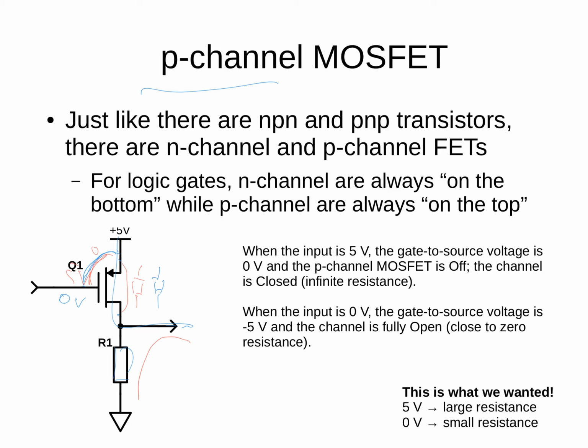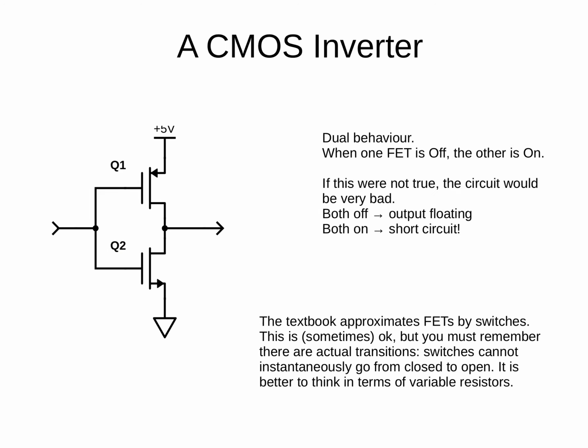It turns out we can combine both our inverters to get an inverter without a resistor. But to see that, we just want to notice that the behaviour we wanted, that is a large resistance when the input is 5 volts and a small resistance when the input is 0 volts, is achieved with a p-channel FET. And that immediately leads to this design here. So it's symmetric, so you can choose how you want to think about it.